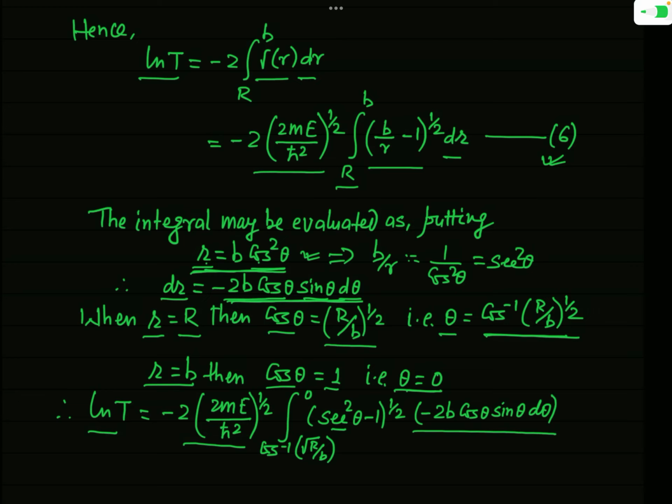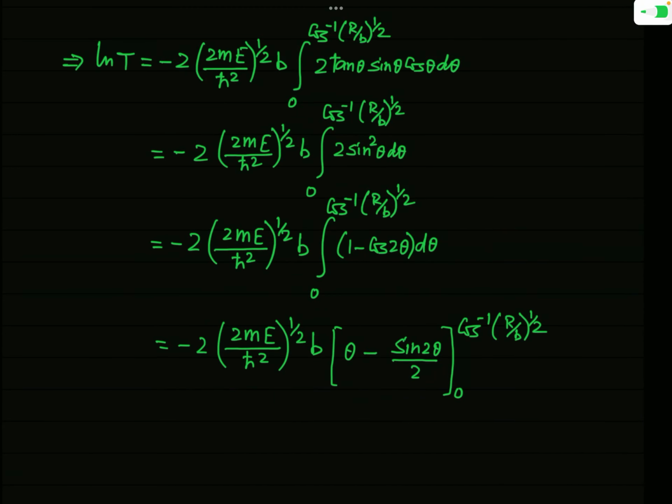Now you know from trigonometry that sec square theta minus 1 is simply equal to tan square theta, and due to this square root, that will be simply equal to tan theta. Now b is a constant here, so it can be taken outside of the integral, and due to this minus sign, we can interchange the limits, and then the result will be positive. So making these things into account, ln T can be written as minus 2 square root of 2mE over h bar squared times b, and inside the integral will be 2 tan theta sin theta cos theta d theta. And as I have omitted the minus sign, the limits have been interchanged. The lower limit is now the upper limit, and the upper limit is now the lower limit.